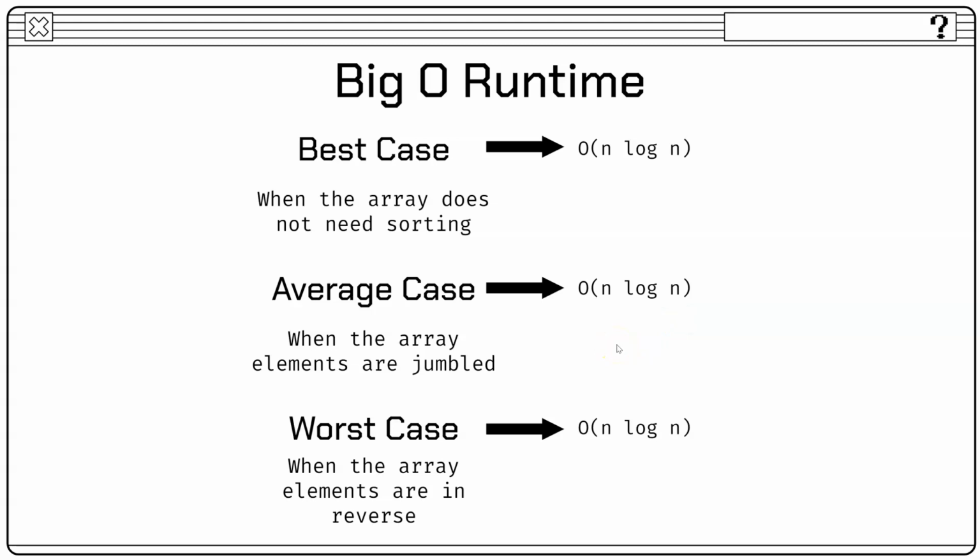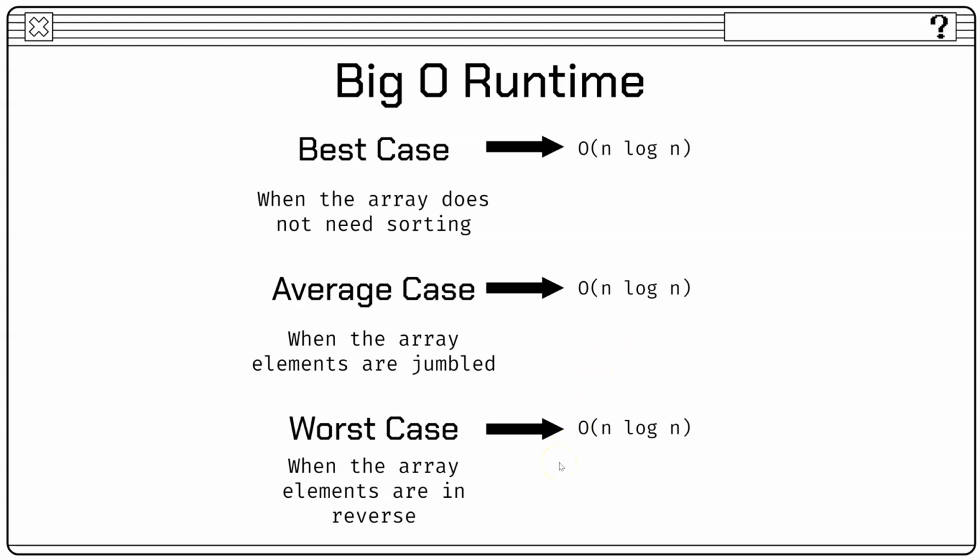Next, the average case complexity is when the array elements are jumbled, similar to the previous example. The big O runtime for the average case complexity is big O of n times log n.